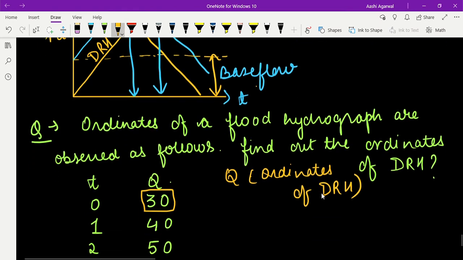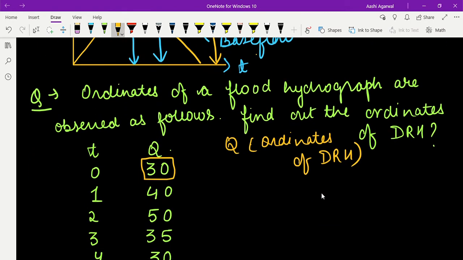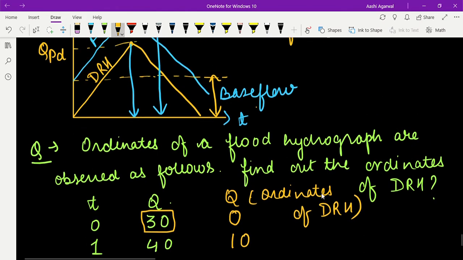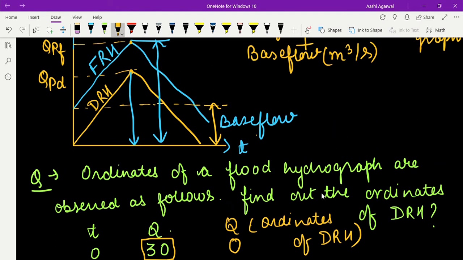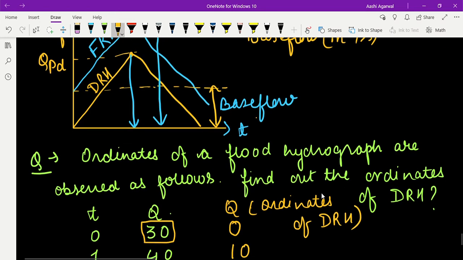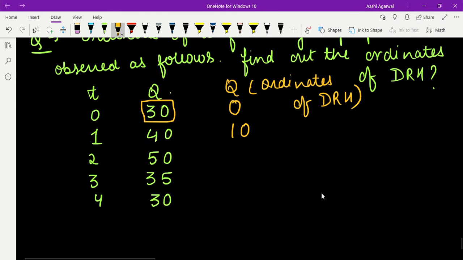So here simply you can subtract. 30 minus 30 is 0, 40 minus 30 is 10. I'm just subtracting the value of base flow from each and every ordinate. That is what I mentioned here. Subtract the value of base flow from each and every ordinate and you will get the ordinates of DRH. So here 50 minus 30 is 20, 35 minus 30 is 5, and 30 minus 30 is 0.